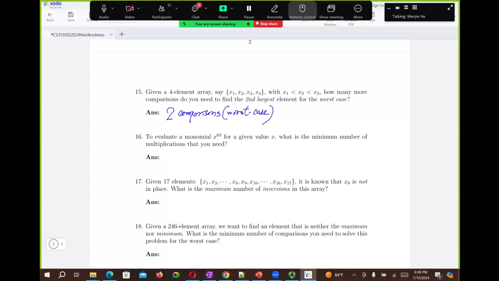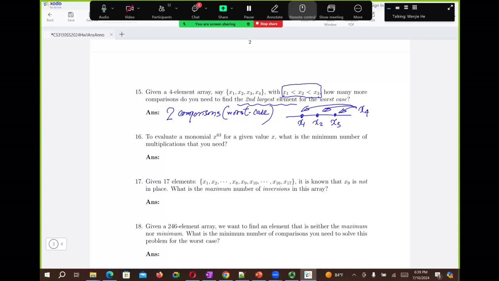First, you need to use this condition: the first 3 elements are already in order, x1, x2, x3. Now the fourth one we don't know, but we know we need to do comparisons. There are several different ways to do comparisons. Remember the goal: we want to find the second largest element.